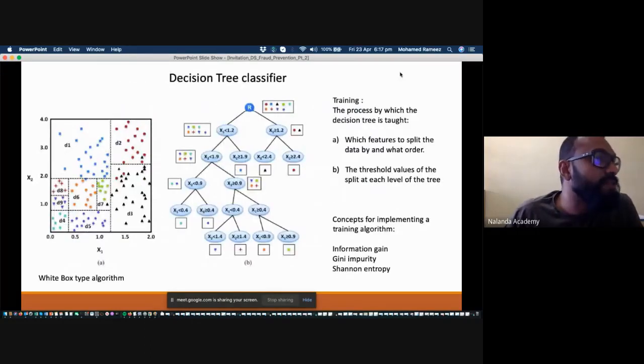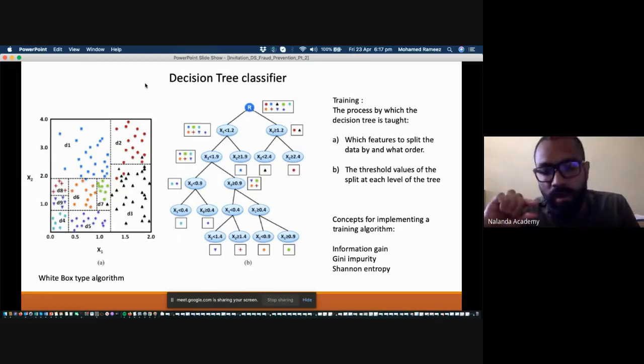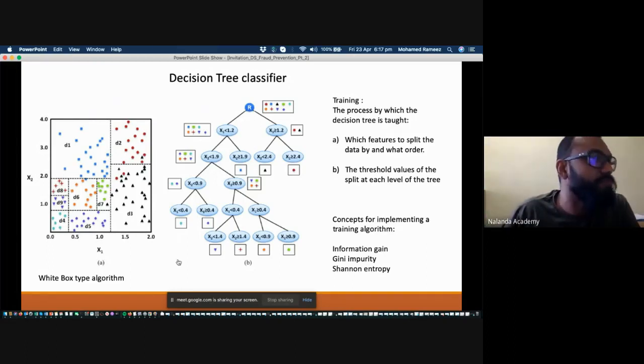So one of the first classification algorithms, and the easiest to understand, is something called a decision tree classifier. You can think of it this way. In this case, I'm looking at an example of data that have two features, X1 and X2. Unlike our transactions within accounts, which had, I think, 17 features, here you have just two features.